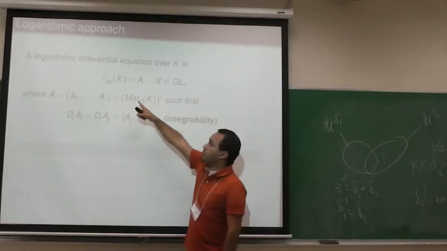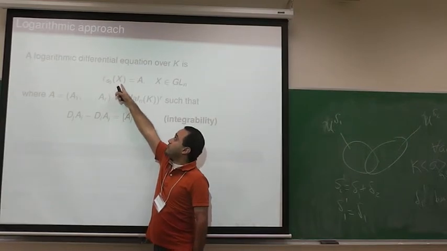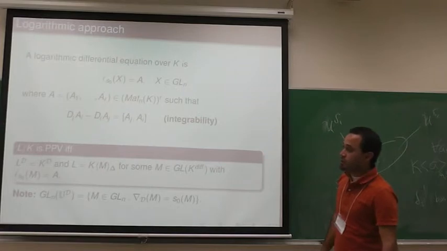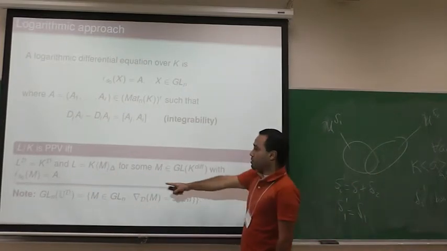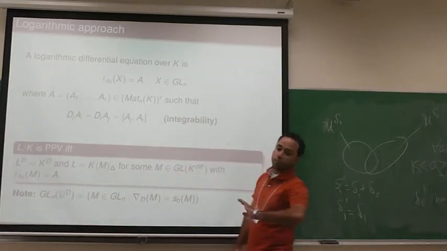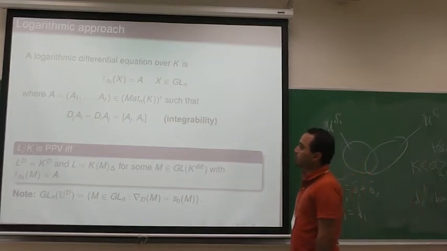Now we can rewrite the system that we had before just in terms of the logarithmic derivative of X equals some matrix A. And so now a parameterized Picard-Vessiot extension is simply: no new constants, and L is generated by a solution of the logarithmic equation. I'm just rewriting the system of equations in terms of logarithmic derivatives. Okay.